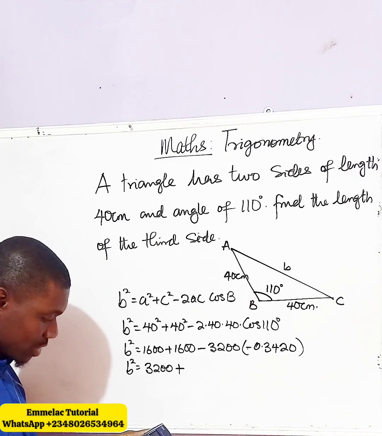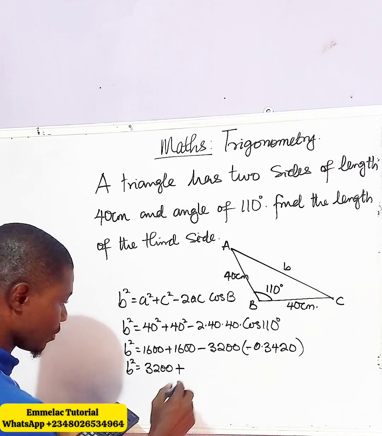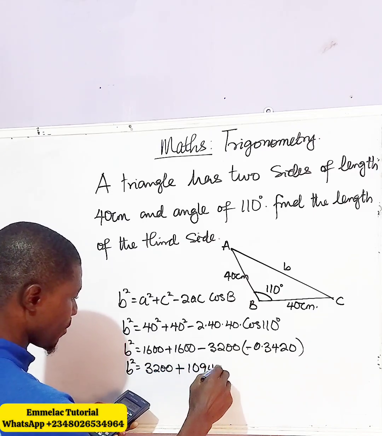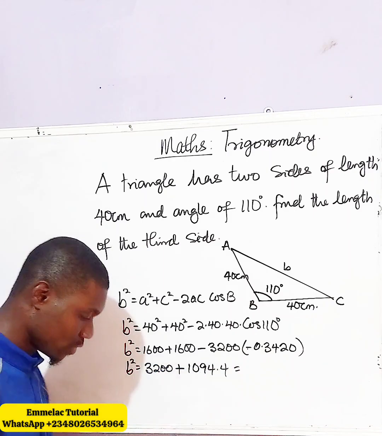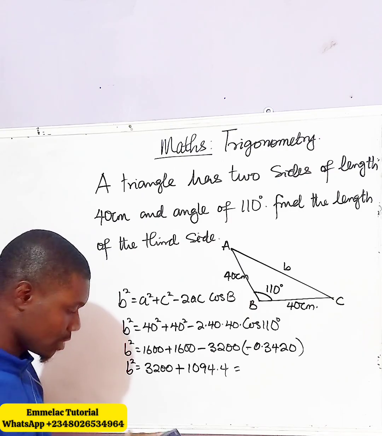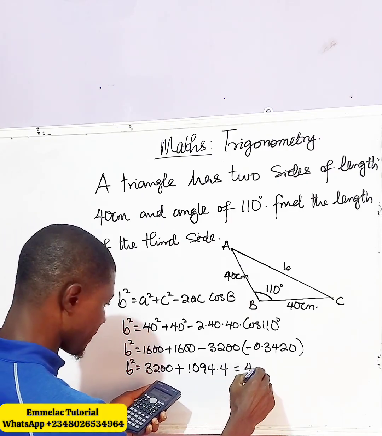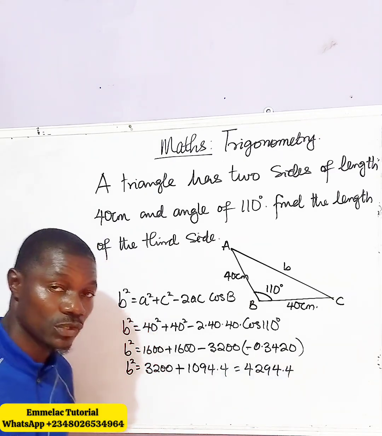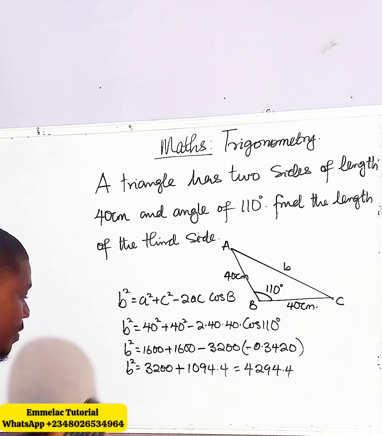3200 times 0.3420 gives us 1094.4. And when we sum this together with 3200, this should give us 4294.4. So we need to find b.